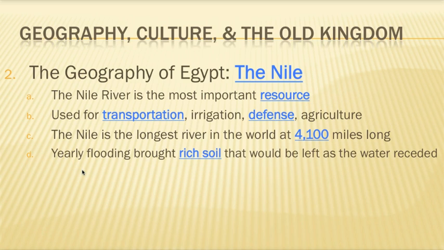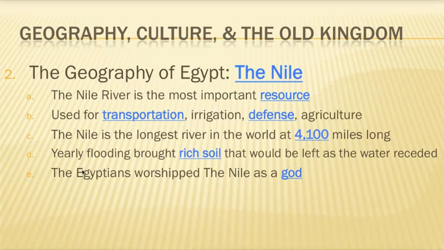Just like the Tigris and Euphrates in Mesopotamia, yearly flooding brought rich soil that would be left as the water receded. This is very important because you relied on this for your farming. Most people, when they think of Egypt, they think of a lot of desert, and that's still very, very true. So you needed this flooding from the Nile each year.